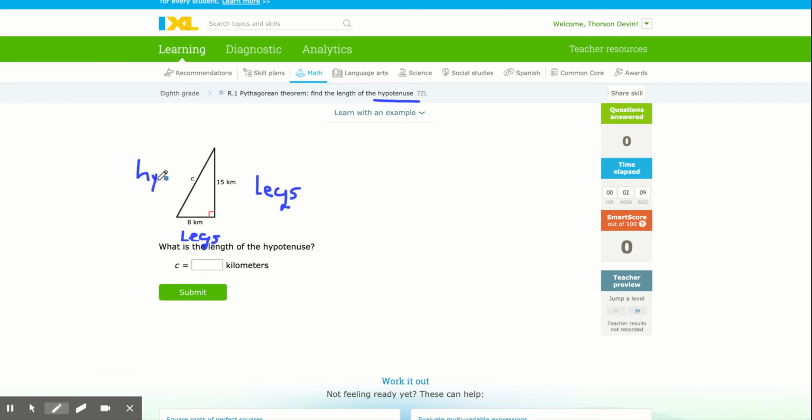Hypotenuse. Okay, now the relationship is simply this: if you take the side lengths of the two shorter sides, the two legs, and you square them, so if I take 8 and I square it, and I take 15 and I square it, and then add those two values together, it's going to equal the length of this longer side squared. And if you notice there's a little c there, it's going to equal c squared.